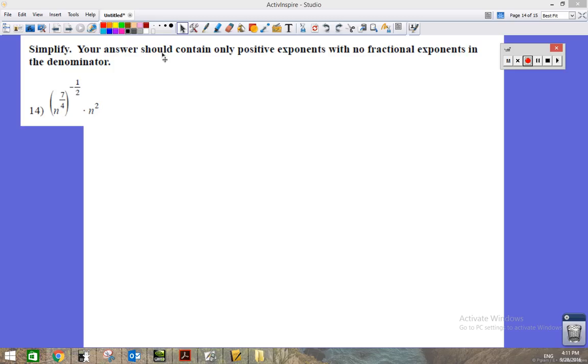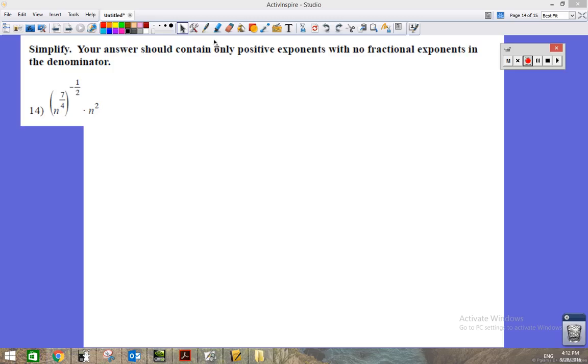My final answer should contain only positive exponents, and I think that is very clear. That means I cannot have negative exponents. Now, the rest of this, however, it says no fractional exponents in the denominator. So with positive exponents, we might have to move bases that have a negative exponent. To get that to be a positive exponent, we may have to move that base to the denominator. Now, if we're in the denominator, our exponent can't be a fraction like 1/2 or 2/3 or 5/4. It has to be an integer value, a number like 1, 2, 3, 4, 5, 6, 7, 8, 9, and so forth.